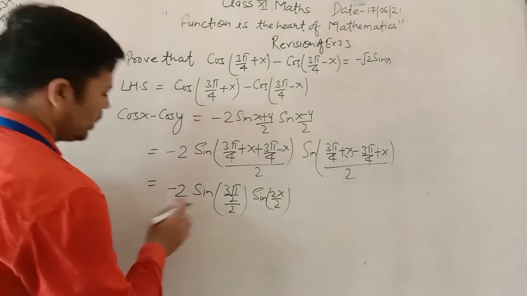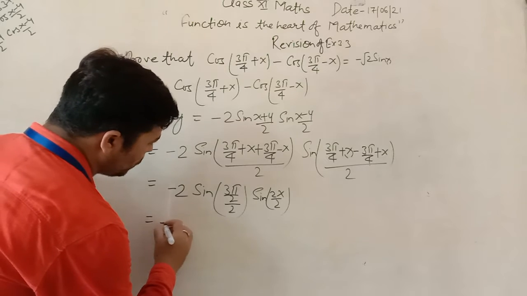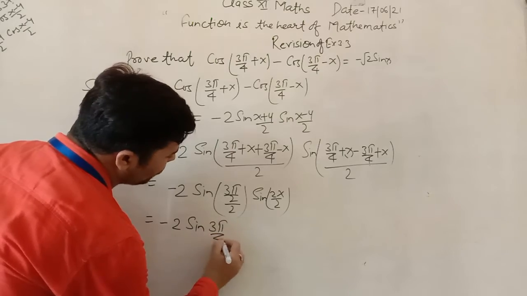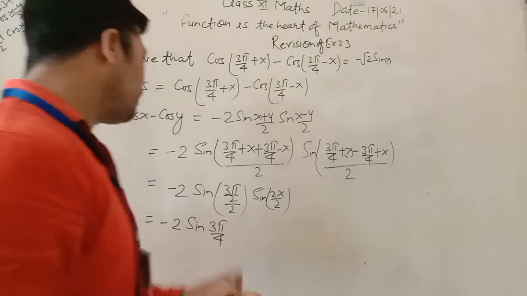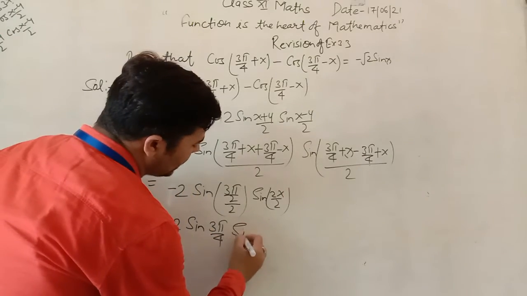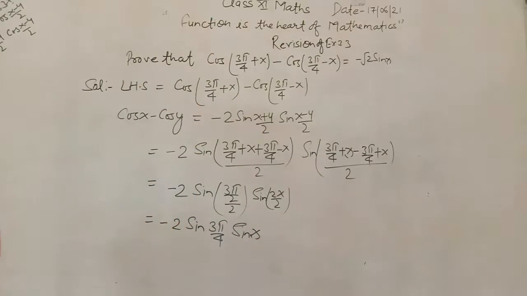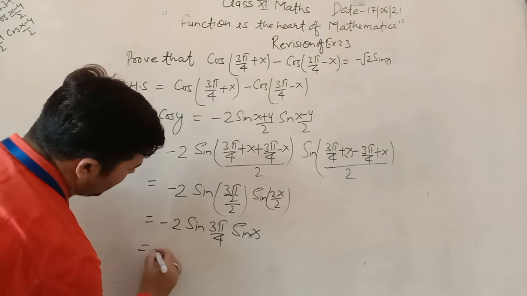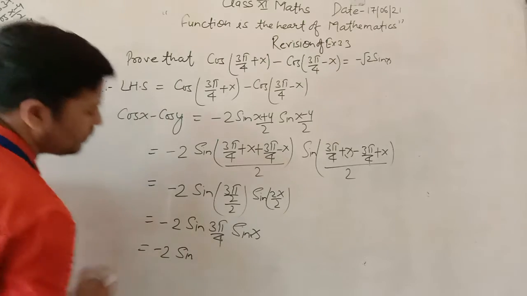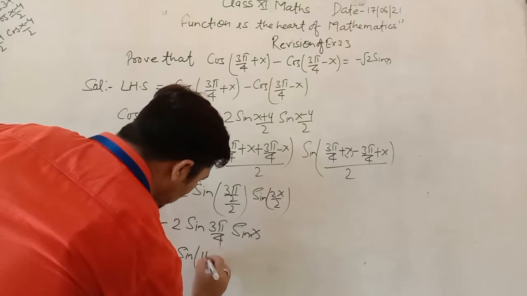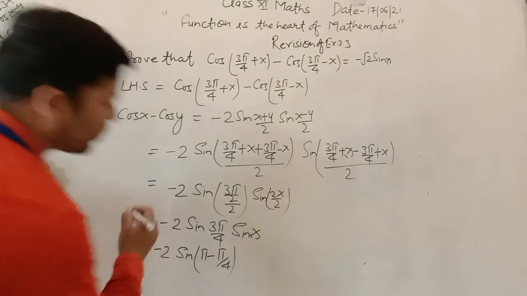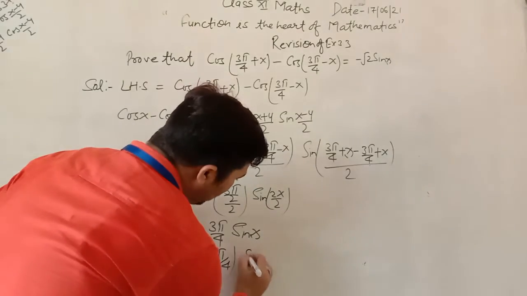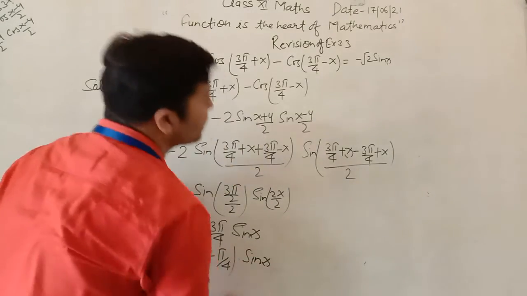Now this one is equal to −2 sin 3π/4. The 2s cancel, and it is equal to sin x. Now this can be written as −2 sin, and 3π/4 can be written as (π − π/4), into sin x.